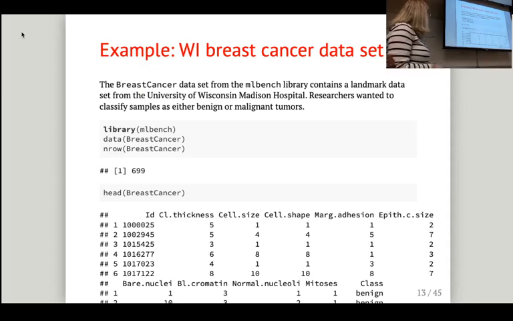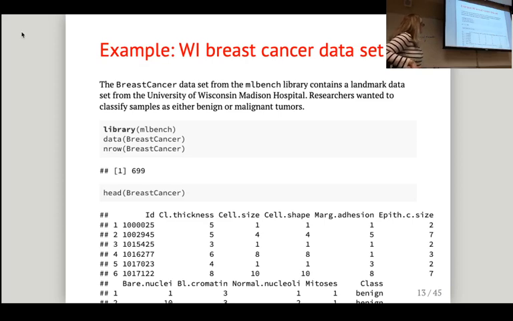Okay, so let's introduce a new example. This data set comes from a library in R called the mlbench library. mlbench stands for Machine Learning Benchmarks. These are data sets that have been used in a lot of machine learning papers as benchmarks to test how well an algorithm works. So they're well-studied data sets.